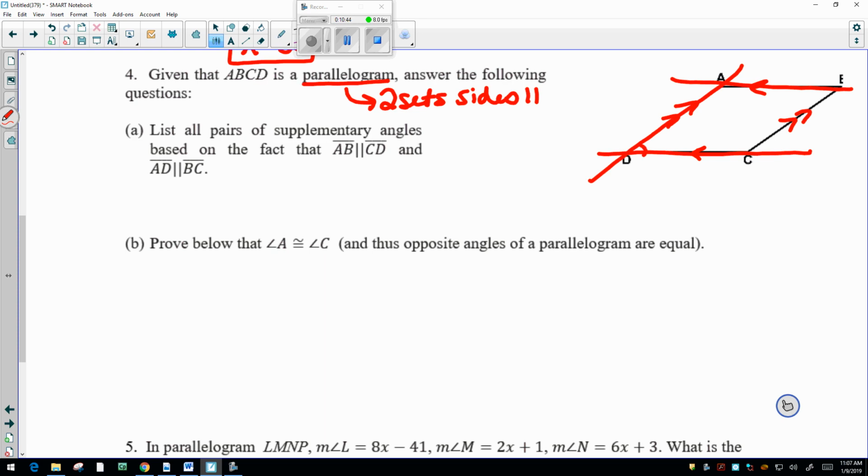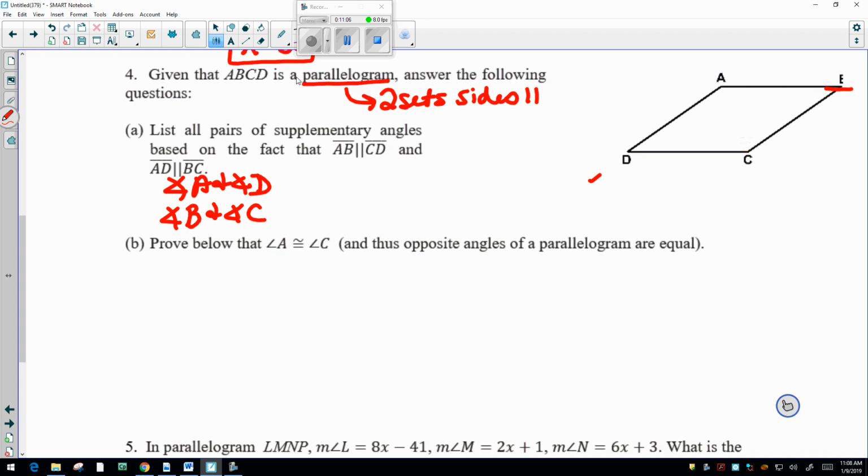We found, well, A and D are supplementary. So I could say angle A and angle D. And then we did the other side with the other transversal, and we found angle B and angle C would be supplementary. But now, if we take this and we look at the other 2 sets of parallel lines, so this time it would be AD and DC, and we pick a different transversal, for instance, AB, well, now I get another 2 sets of angles. So they get angle A and angle B.